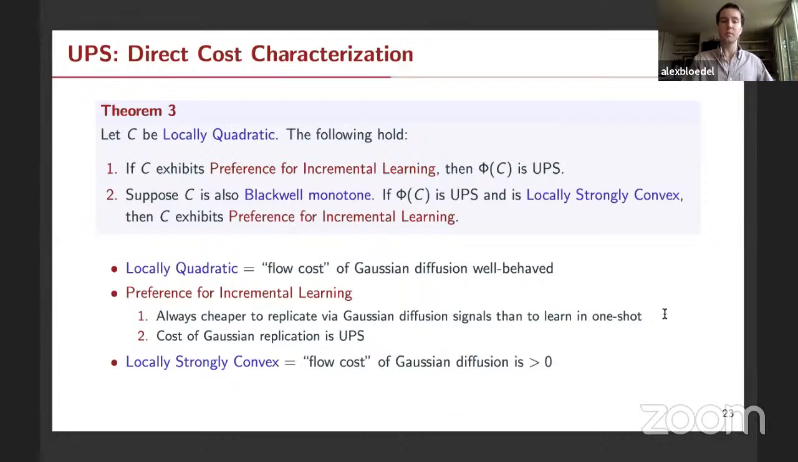Conversely, under some additional monotonicity conditions, which, as I'll discuss, are more technical than they are substantive, on both the direct and indirect cost, if the indirect cost is UPS, it must be the case that any underlying direct cost exhibits this preference for incremental learning. So in the remaining time, I want to give you the actual definitions and then give you a quick sense for how the theorem is proved.